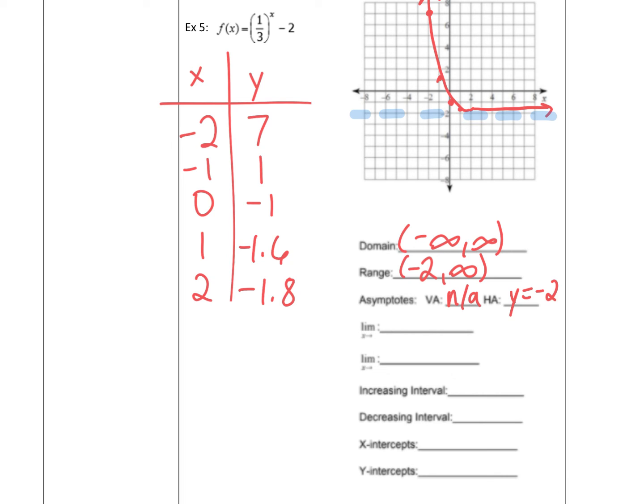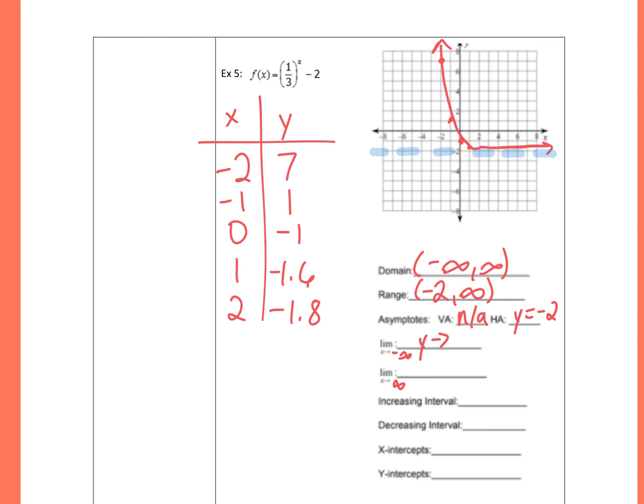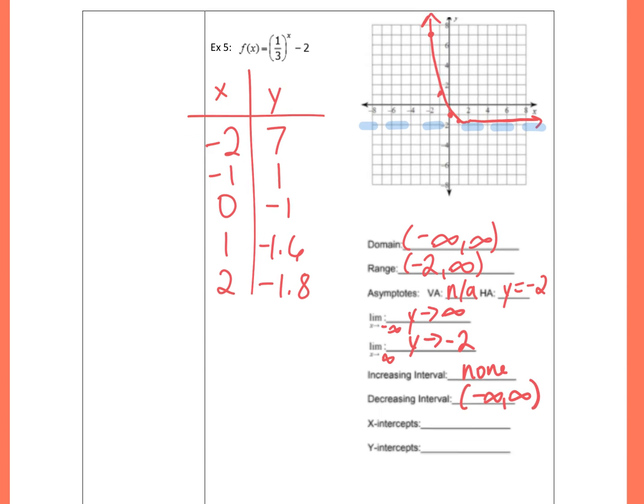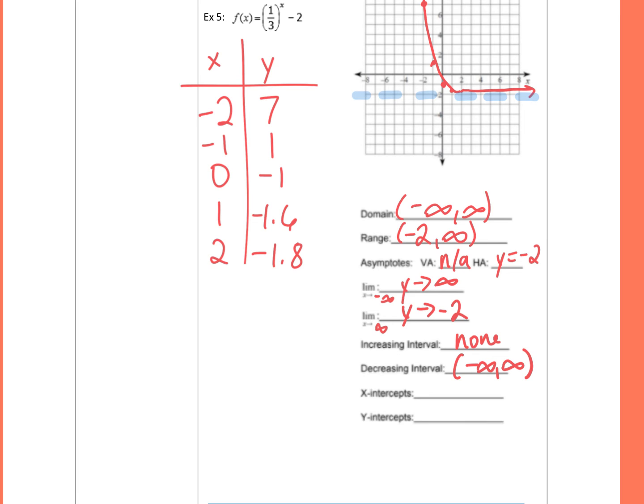All right, and then our limits. Yep, so going to the left on the x-axis, y is going up forever to infinity, and going to the right, it's stopping at -2. Increasing or decreasing? Would you write decreasing? Okay. X or y intercept? We got a y-intercept where? 0, -1.